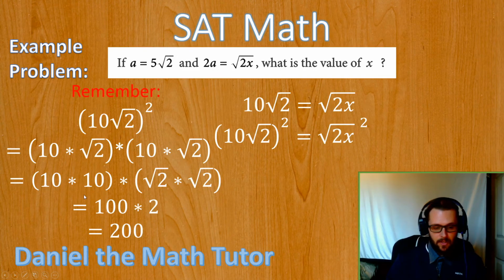Since these numbers are all multiplied together, they can be reordered or multiplied in any order. This is called the commutative property of multiplication, but you don't need to remember the name of the property for the SAT. Let's multiply the two 10s together and multiply the two root 2's together. 10 times 10 equals 100, and root 2 times root 2 equals 2. So this is what's going on here to give us 100 times 2. So therefore this expression evaluates to 200.